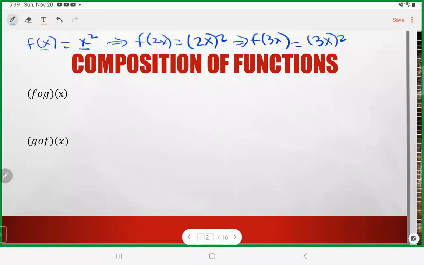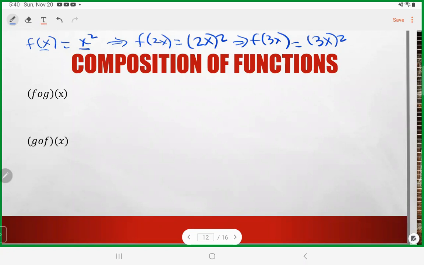F of t is equal to t squared. So you can just put random stuff in for x. X is a variable. It's not always x, it's just a temporary thing. It's a variable, you can change it. So what if our variable was an entire function? That's called the composition of functions.